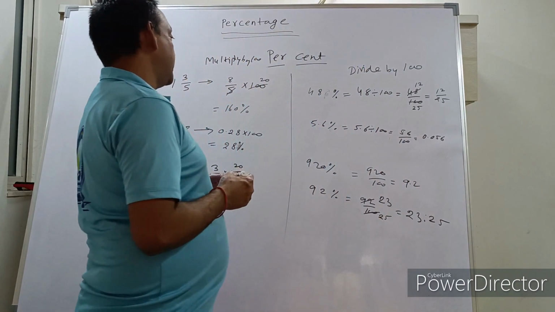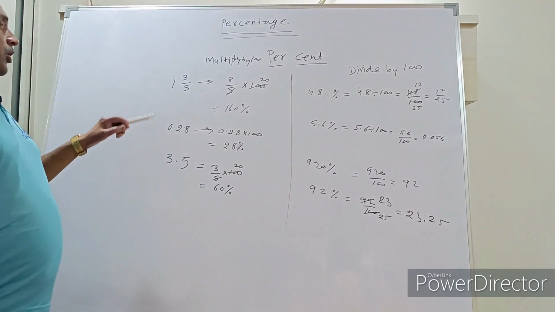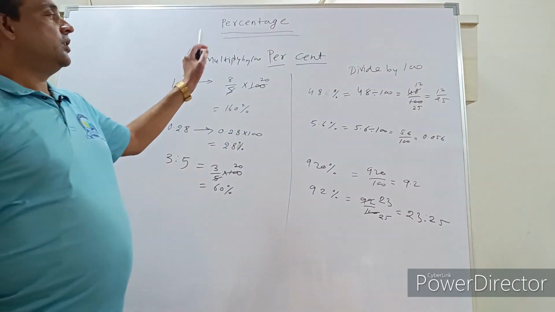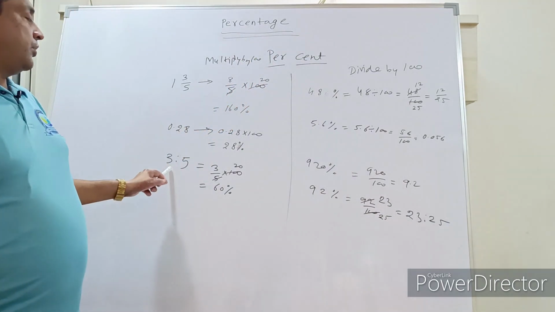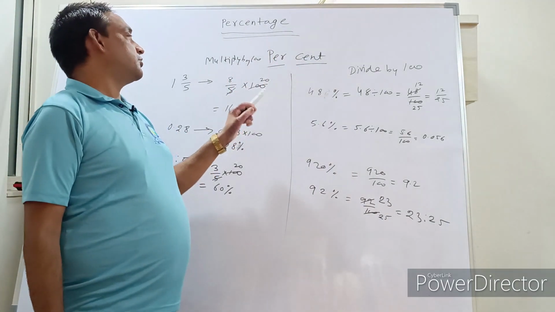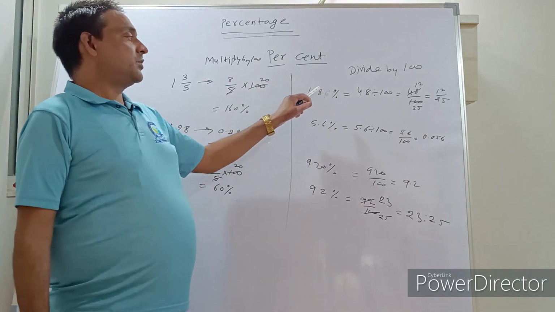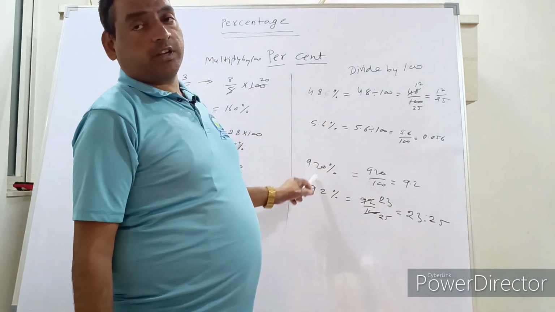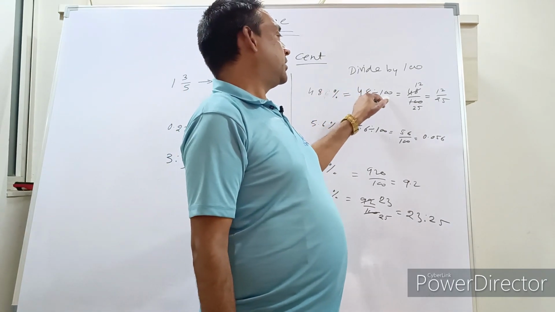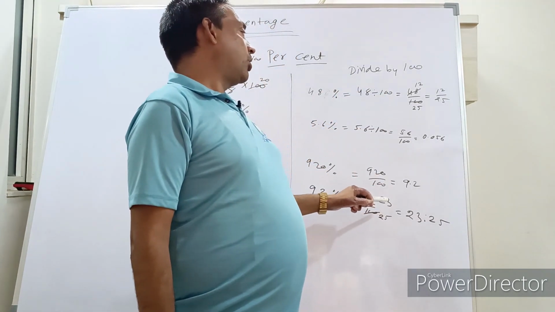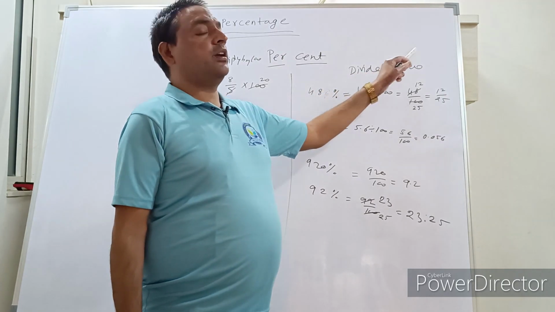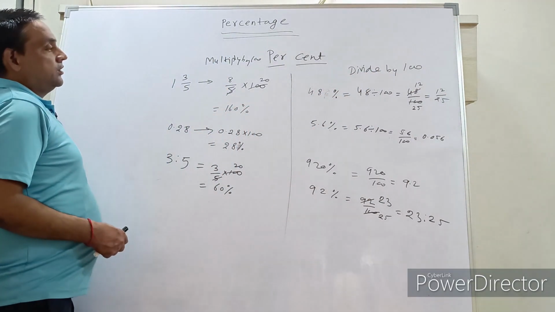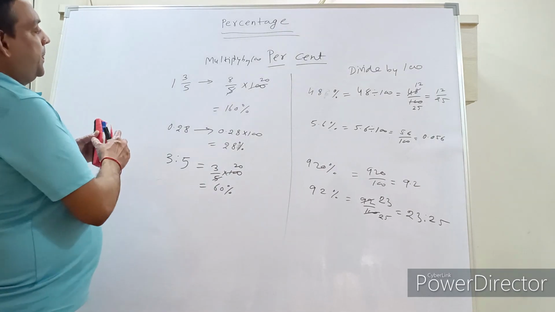So simple it is. If they ask you from fraction to percentage, from decimal to percentage, or from ratio to percentage, we multiply by 100. And if they give the sum itself in percentage and they ask you in fraction, decimal or ratio form, then we divide by 100. Okay, clear? Next part.